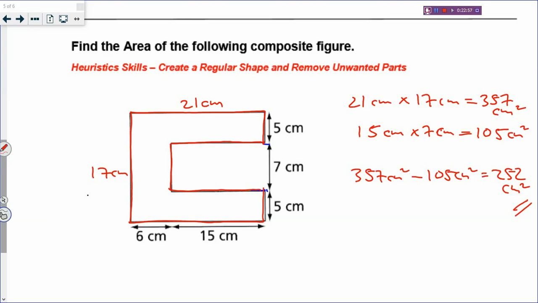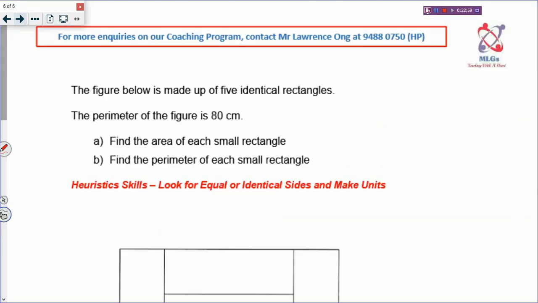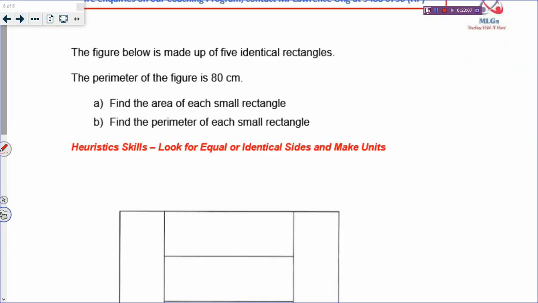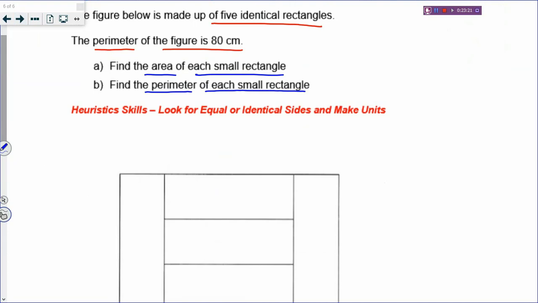Okay, all right, now let's go to the last part, another heuristic. A very important heuristic here to solve harder questions. So the figure is made of 5 identical rectangles. The perimeter of the figure is 80 cm. So find the area of each small rectangle and find the perimeter of each small rectangle. All right, as questions get harder, the more we have to think about our methods, our heuristics.